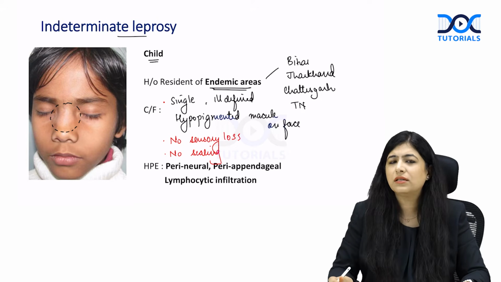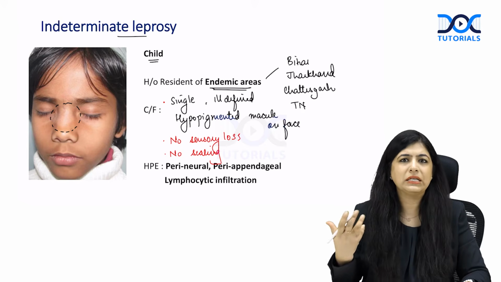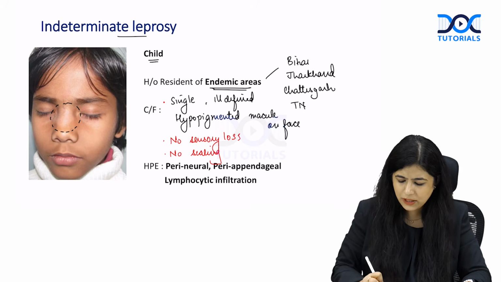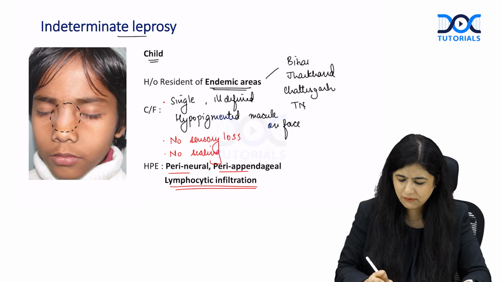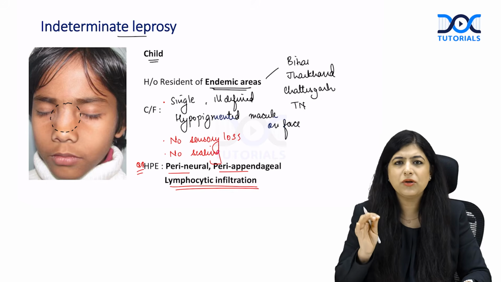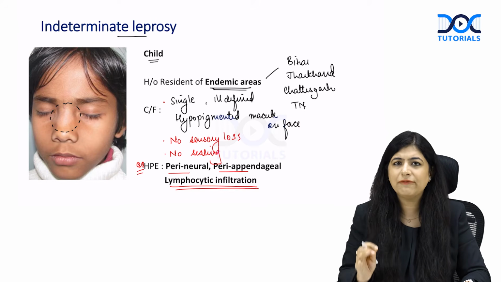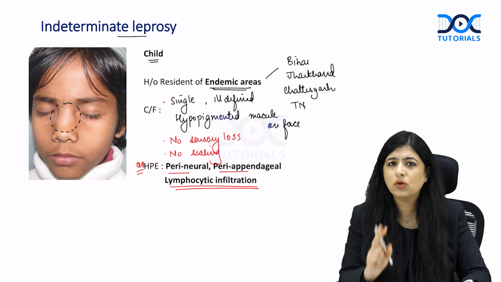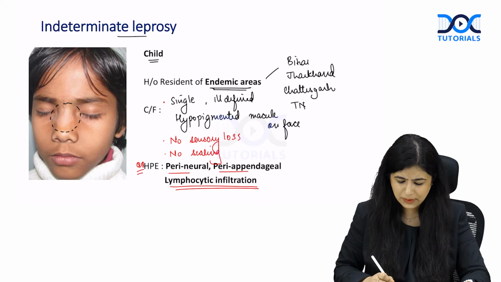On histopathology, the immunity is ill-defined. It does not form granulomas. What you see here is a perineural or a periappendigeal lymphocytic infiltrate. A very important question has been asked in the INI. So remember, perineural, periappendigeal lymphocytic infiltrate. There are no granulomas in indeterminate leprosy.